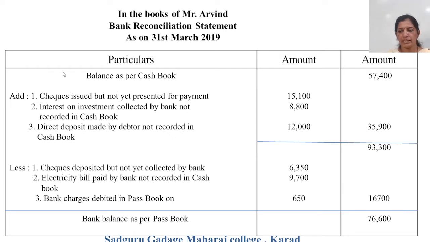In a bank reconciliation statement, some of the transactions are added, some are deducted. Those which add to the balance are to be added and those which reduce the balance are to be deducted. Now, cheques deposited into bank but not collected by bank. This transaction was already entered in the cash book, and remains to be recorded in the passbook. So this transaction is to be deducted.